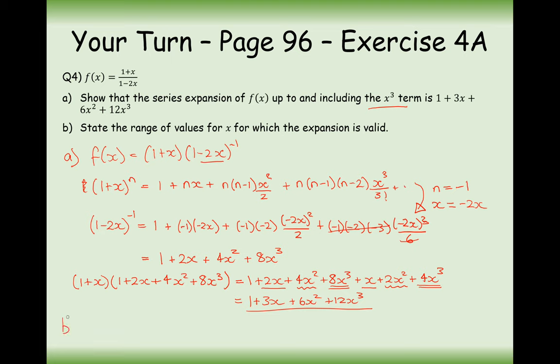Well, in this case here, it's usually modulus x is less than 1, but in this case we turned x into minus 2x. So modulus of minus 2x is less than 1. Now we can get rid of the negative symbol, because that would just disappear when we modulus anything. And then we can divide through by 2, so modulus x is less than 1/2. Okay, so that is the values for x for which the expression is valid. Remember, this is only an approximation as well.